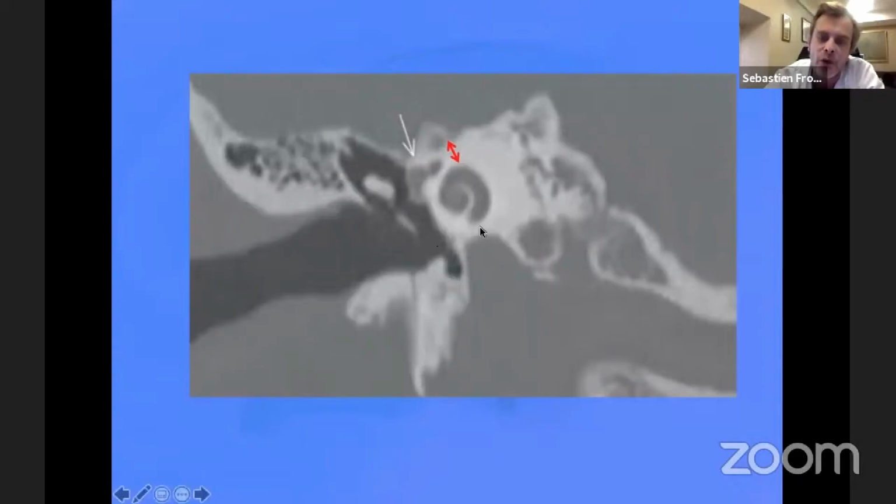Here it shows you the depth of the cochlea. This is information that I always look at before doing the case. How deep is the cochlea? Sometimes it's 1-2 millimeters, sometimes it's 5. And it's important to know because it defines the risk of injury to the cochlea.